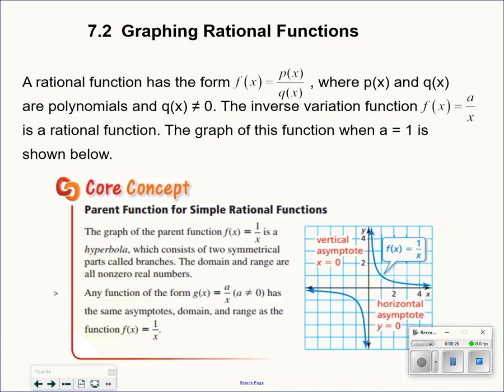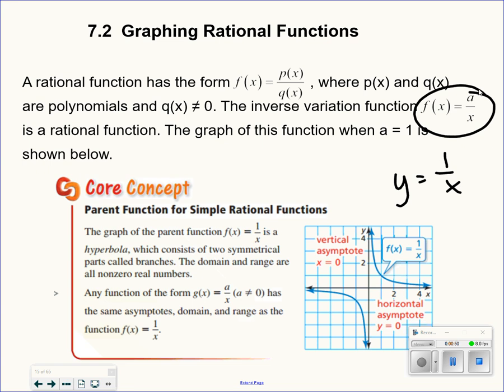So when you have a fractional function, such as a direct variation, like y is equal to a over x, the graph of the function where a equals 1 is shown below. So basically what they're graphing is y equals 1 over x below. And you'll notice that there's a horizontal and vertical asymptote. So I need to talk a little bit about that.